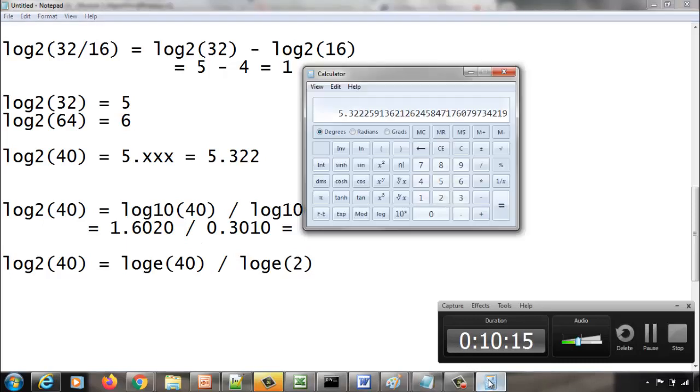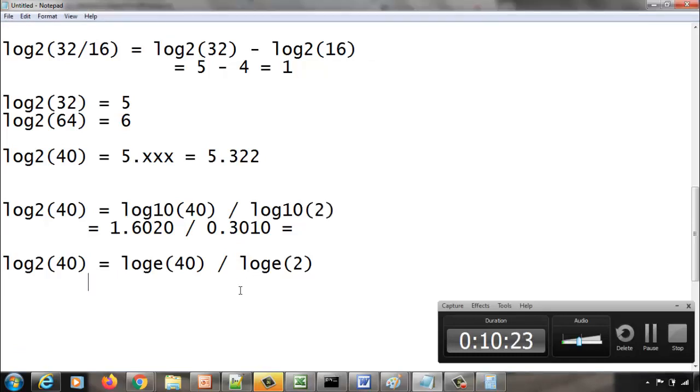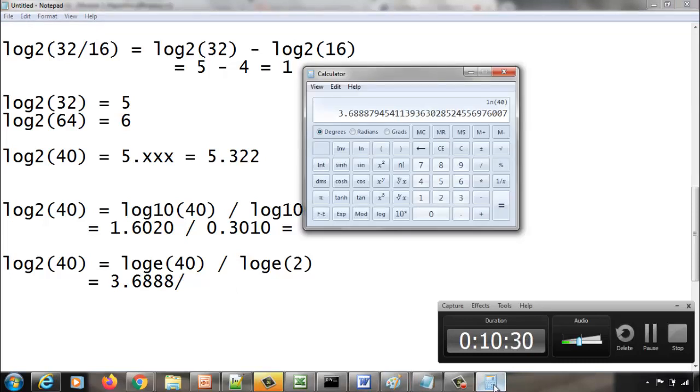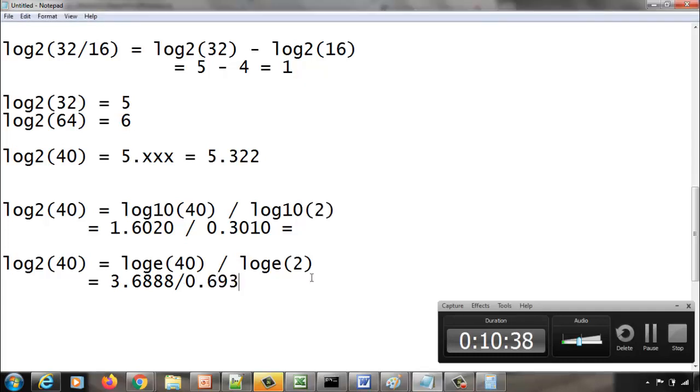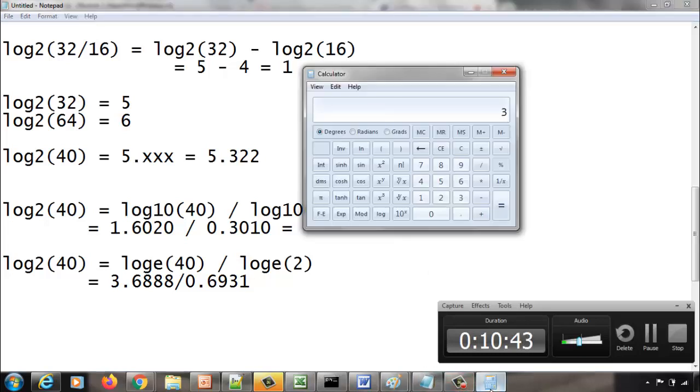So go back to a calculator. For 40, the natural logarithm is 3.6888. And for 2, log 2 to the base e, which is the natural logarithm, is 0.6931. So just divide one by the other. 3.6888 divided by 0.6931 is also going to be 5.322. So you get the same answer.